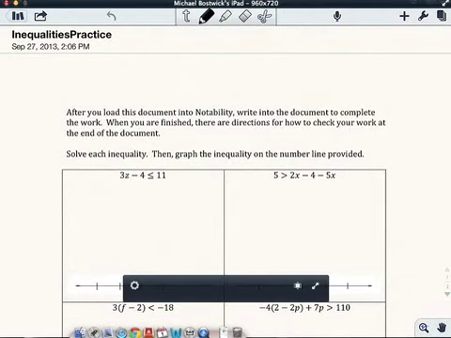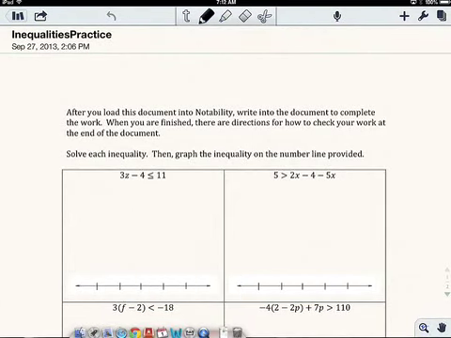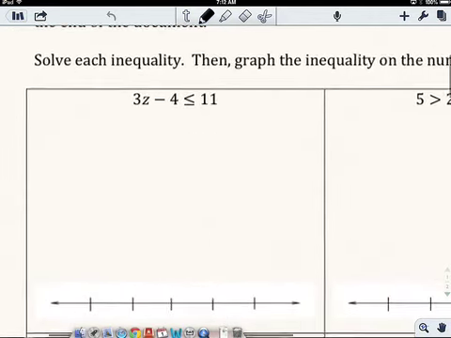Hey there, algebra students. Let's look at this inequalities practice that you guys just finished. We'll look at the first one here. In order to do 3z minus 4 is less than or equal to 11, you guys are drawing this line, which I think is probably a good practice. It just helps you remember to do something on both sides of the inequality.